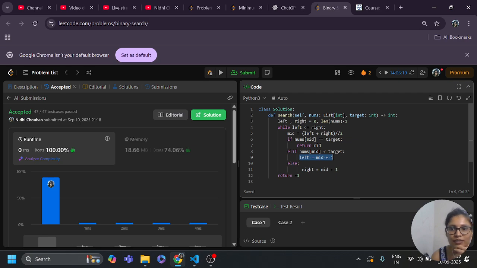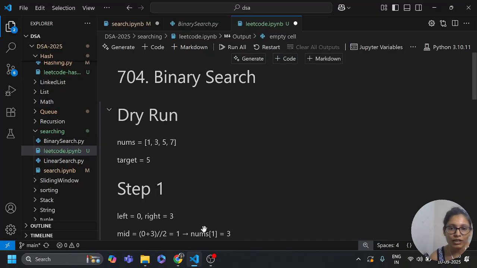Otherwise, while left is less than or equal to right, we calculate mid equals left plus right divided by 2. If numbers at mid equals target, we return mid. If numbers at mid is less than target, then left equals mid plus 1, else right equals mid minus 1, and finally return -1. Okay guys, I think you have got it, but I am going to give you a dry run also.